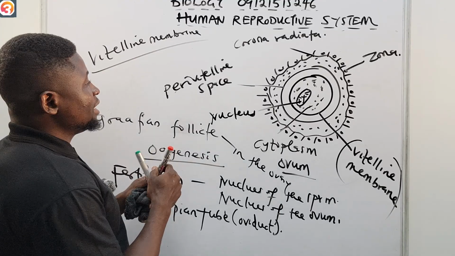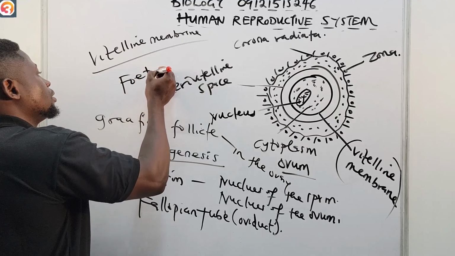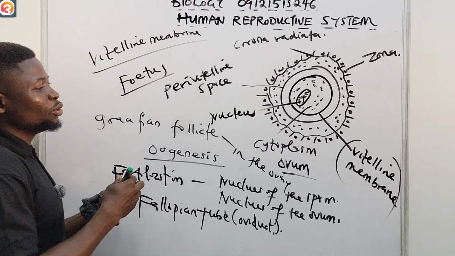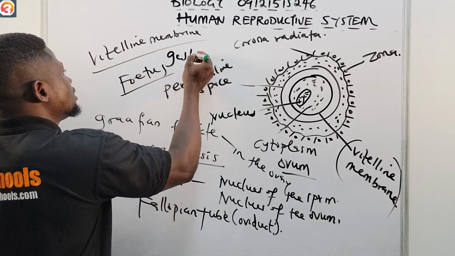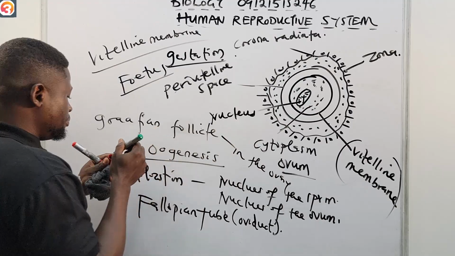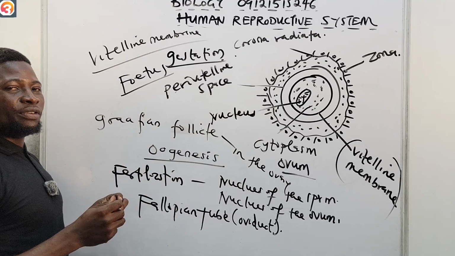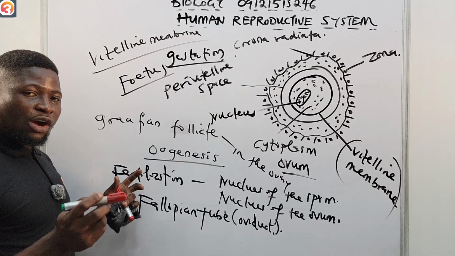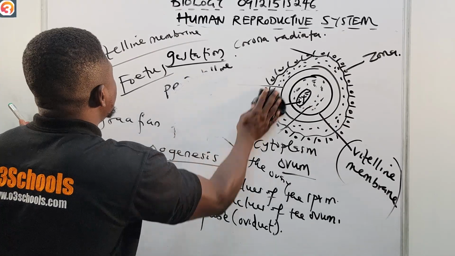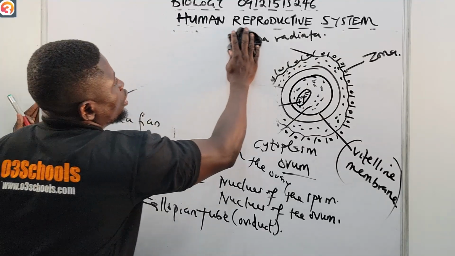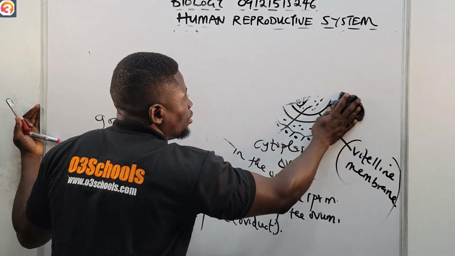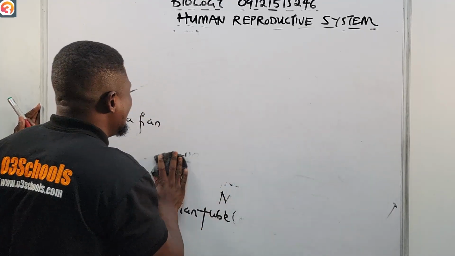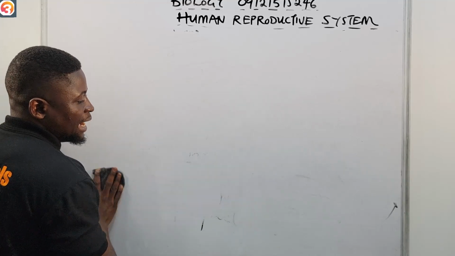Now, the period of time for the development of the fetus in the uterus or the womb is known as gestation. Please take note: the period of time for the development of the fetus in the uterus is known as gestation. Now, implantation of the embryo, where does it occur? I told you before, it occurs in the uterus. That is where the implantation of the embryo occurs.